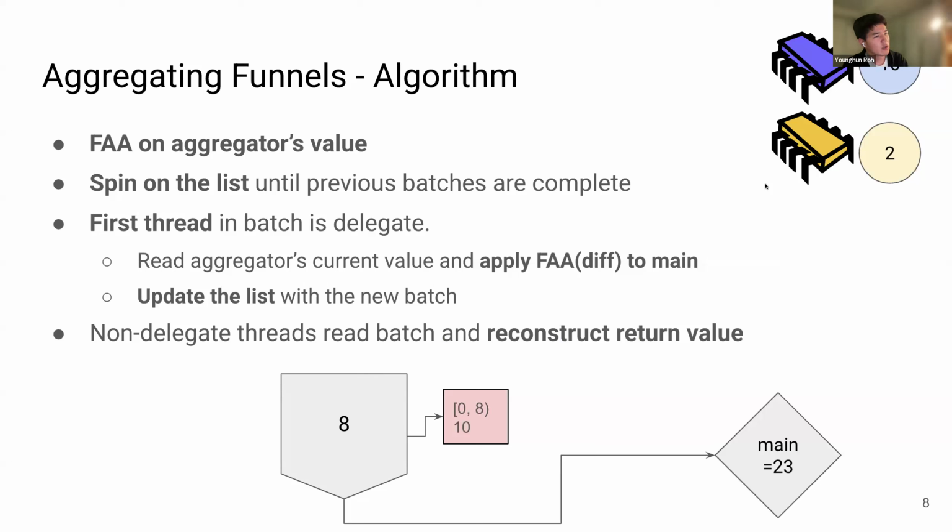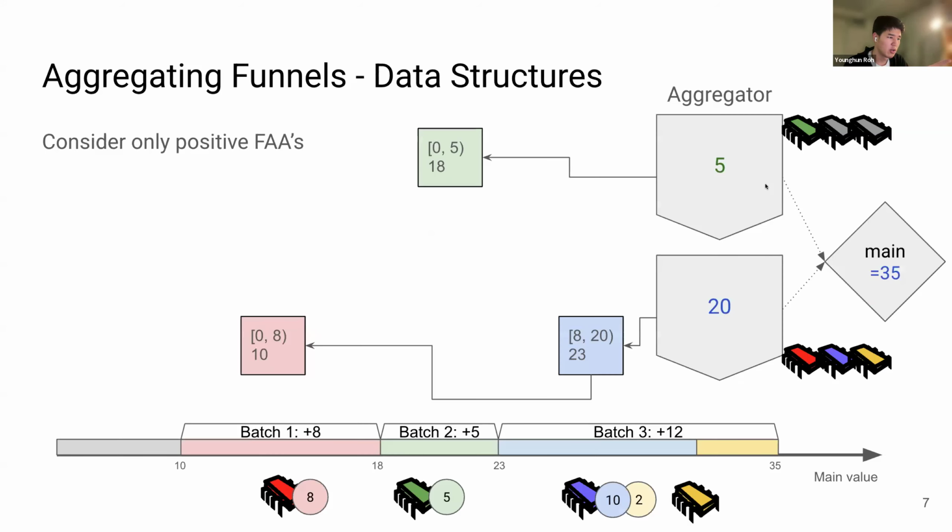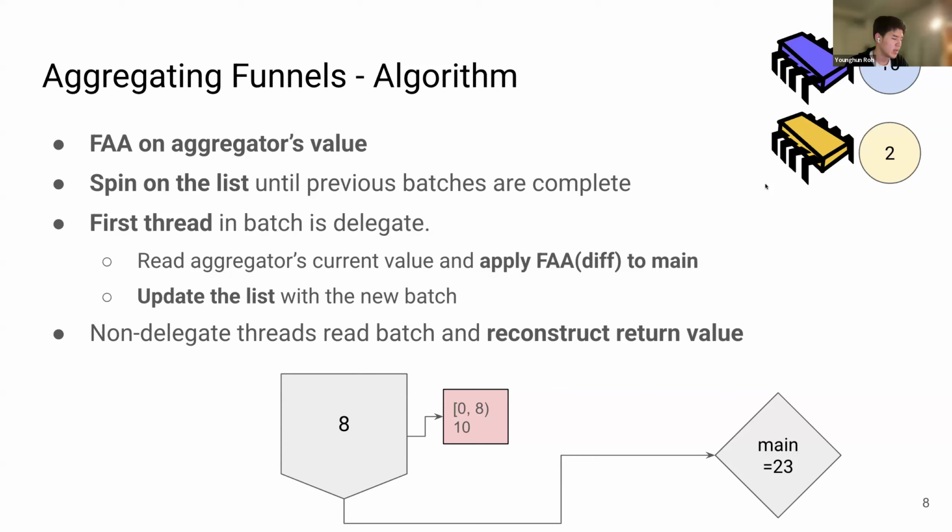So the algorithm, the pseudocode is like that, and we're going to see the same execution of the blue and yellow thread concurrently. So in this state, as we saw in the previous slide, the aggregator has the internal value of 8 and the main variable is 23. And we have one batch history from the previous batch, which is the red thread's batch.